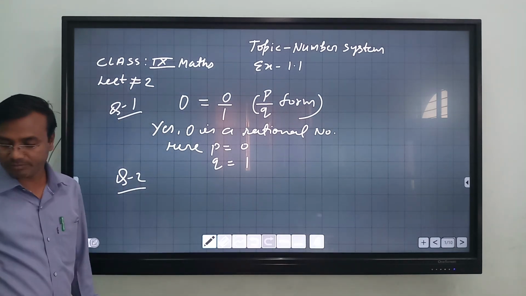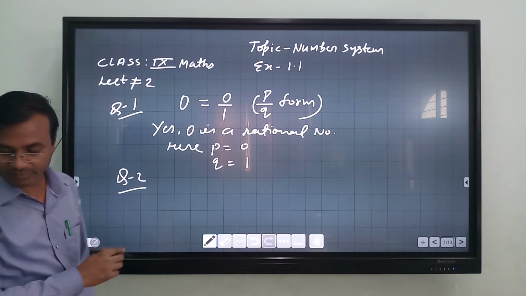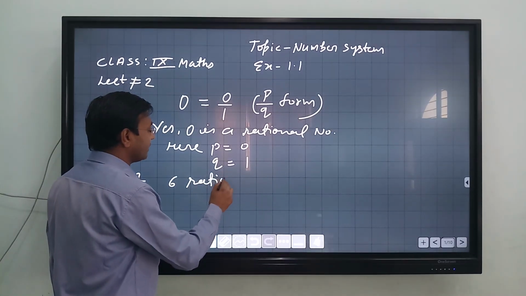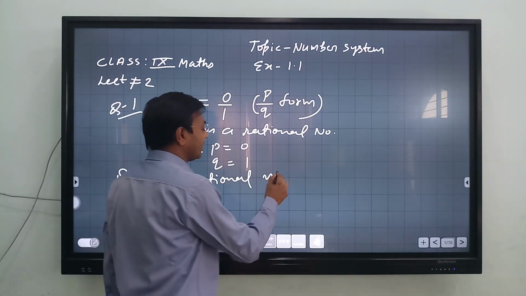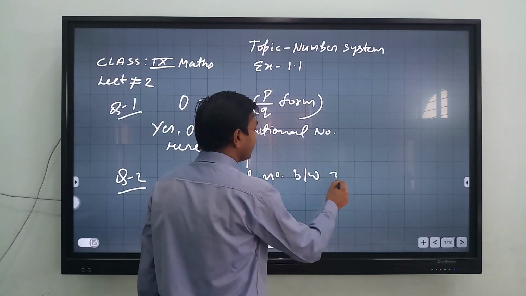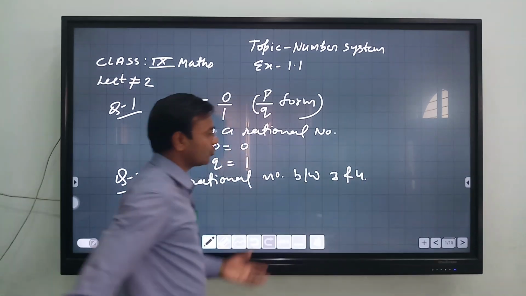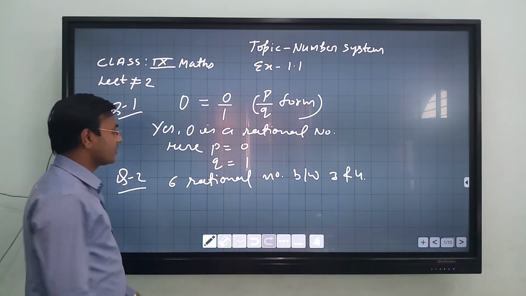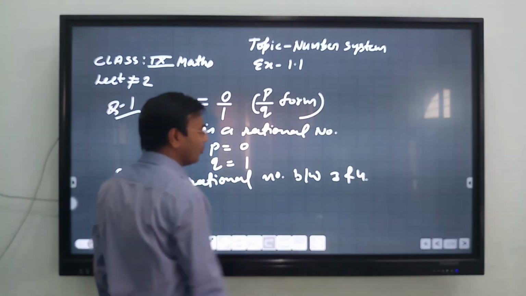Now look at question number 2. Find 6 rational numbers between 3 and 4. So we have to find 6 rational numbers between 3 and 4. There are 2-3 methods to find them, so I am using the easiest one.